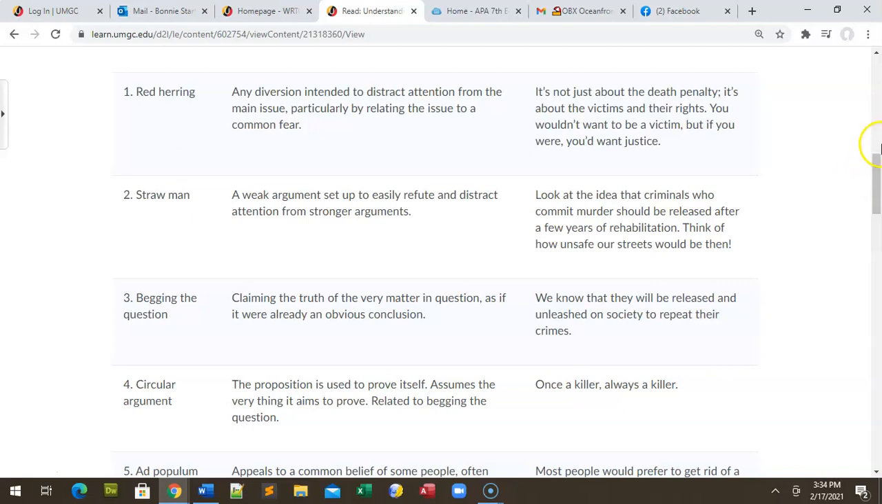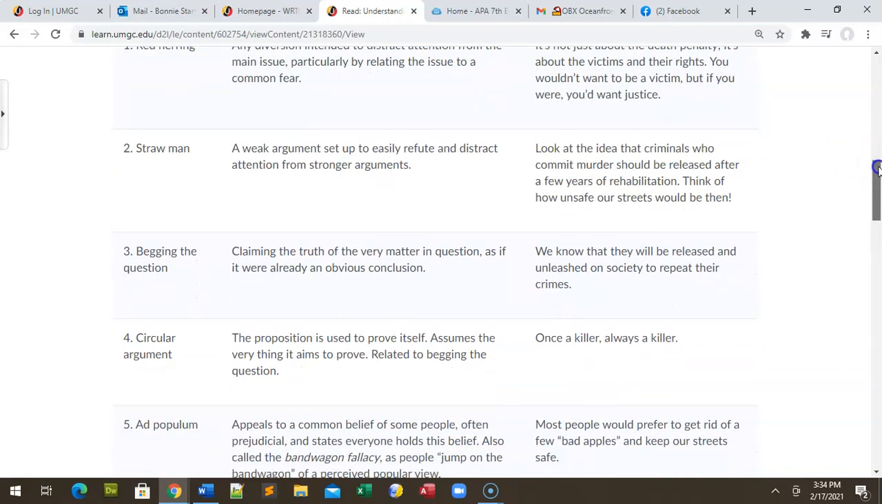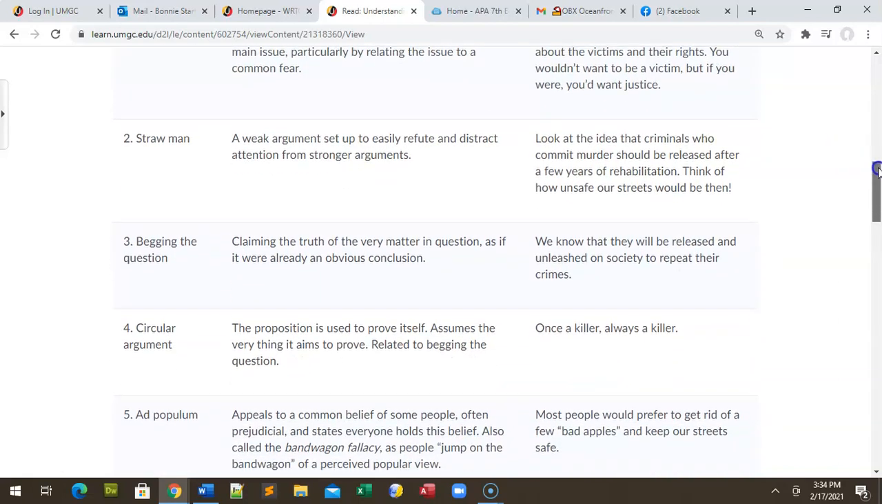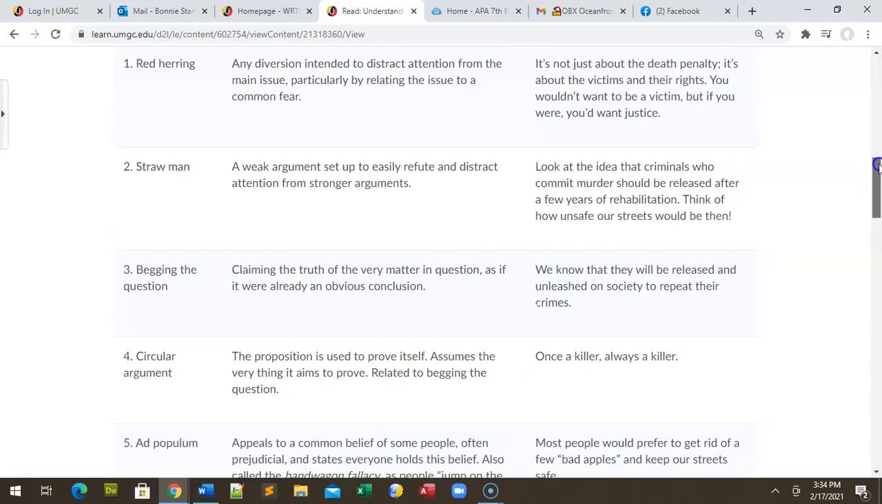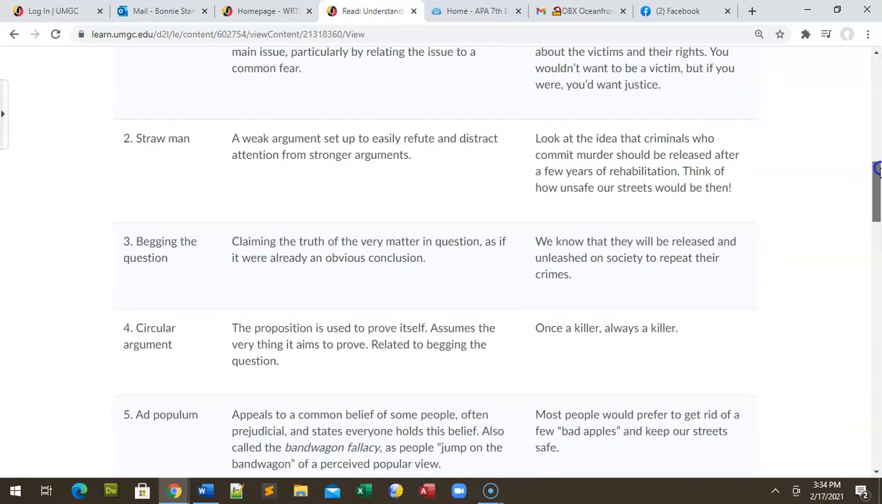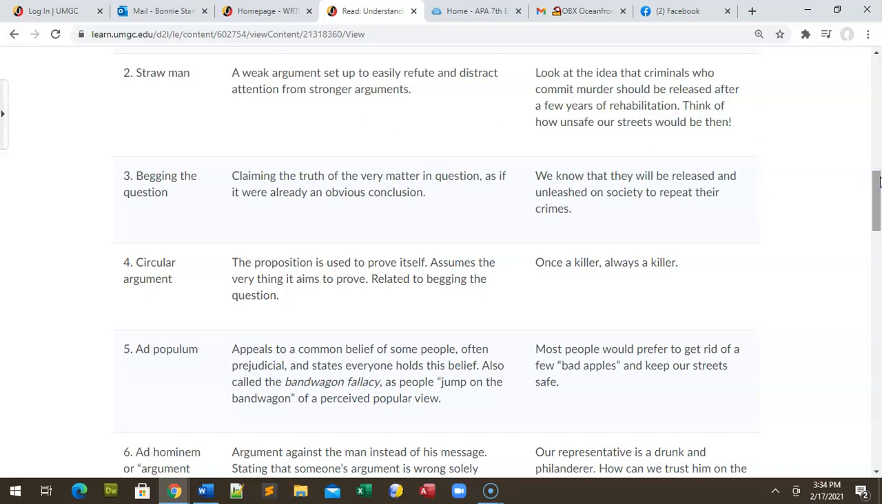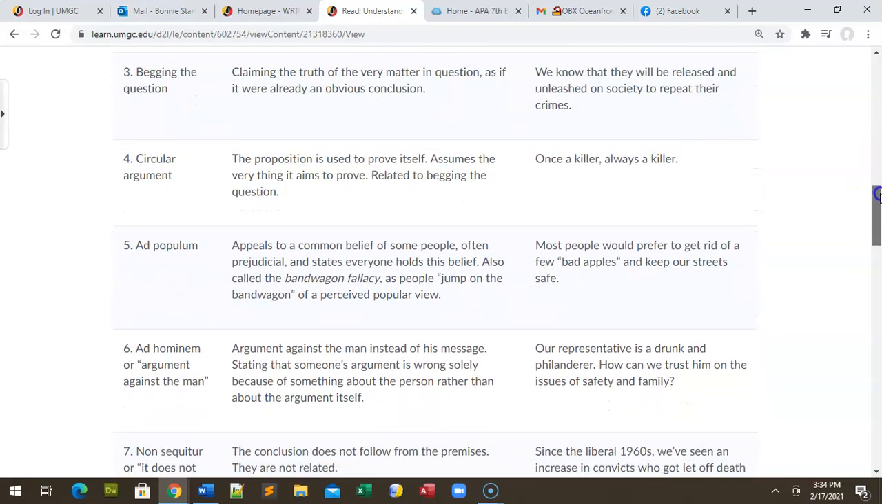But a red herring is an opportunity to distract you from the main point and talk about something else that you'd rather do. A straw man is a very weak argument, but it distracts people from stronger arguments.